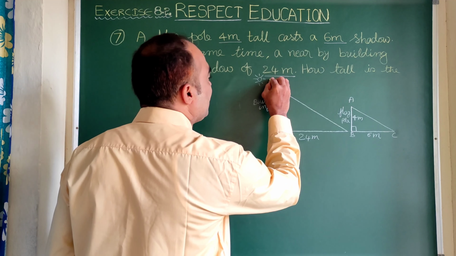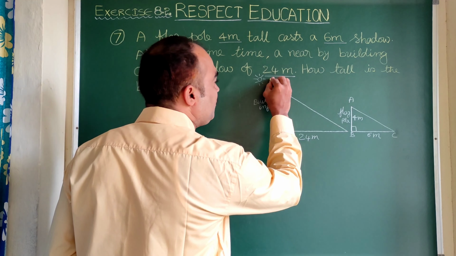Let us consider the building as some PQR or DEF. Here I am taking it as D, E and F. So we need to find DE, I am taking it as H. So H meters. We need to find the value of H here. So let us start solving this problem here.